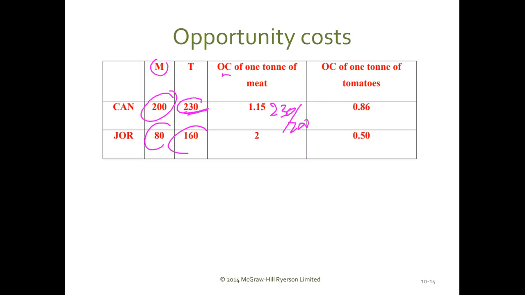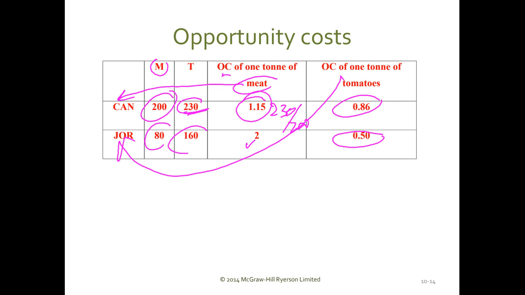Which country has comparative advantage? You have to just compare the opportunity costs. I can see here this number is less than this number. So Canada has comparative advantage in the production of meat. So meat will go to Canada, and this number is lower than this number. So Jordan has comparative advantage, lower opportunity cost, in the production of tomatoes. So tomatoes will go to Jordan. Canada will specialize in producing meat, and Jordan will specialize in producing tomatoes, and these 2 countries will trade. Why? Simply because of the differences in opportunity costs. So we are just comparing opportunity costs.